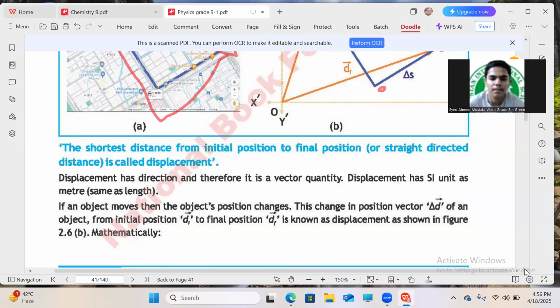Read this. Distance has no direction and therefore it is a scalar quantity. Distance is usually denoted by a change in x, change in r, change in s, change in d, or change in l. And the system international unit is meter, m. Okay. Next, displacement.